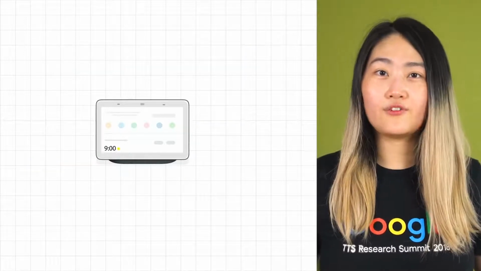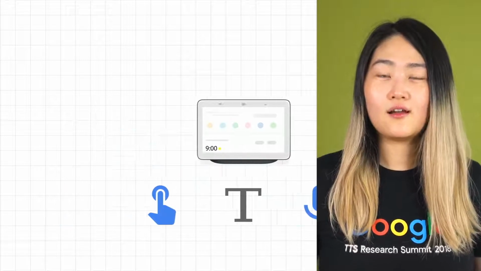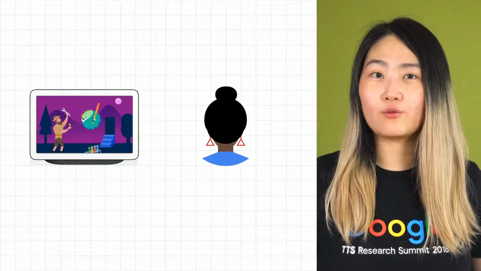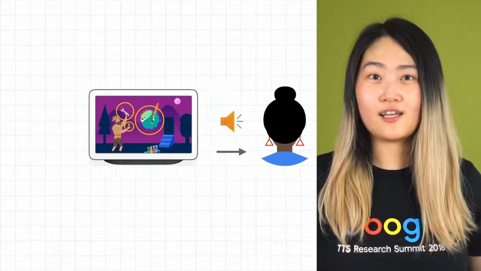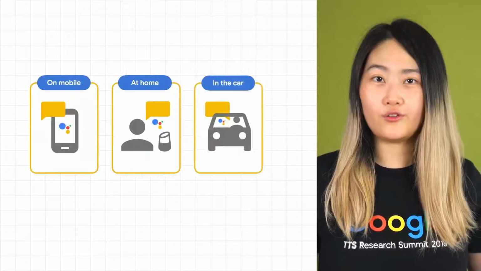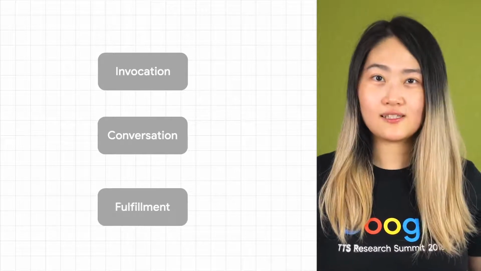Users can interact with the conversation using touch, text, and voice, while your actions respond back with audio and visual prompts. These actions are available for Google Assistant on phones, at home, or on the road. Let's dive into how actions are invoked, how a conversation works, and how you can connect web services and apps for additional functionality.